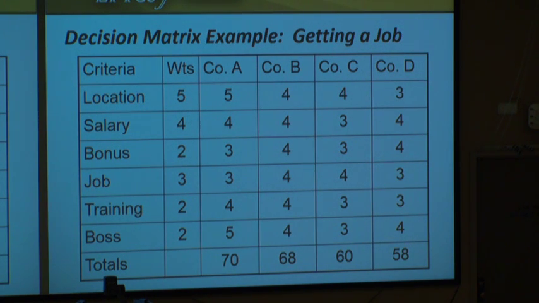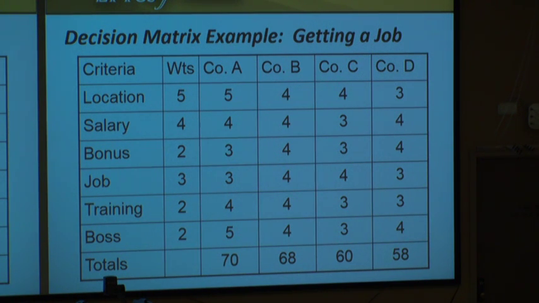So what would you do if you came up with this information based on your job? How should you use information from a decision matrix? Is it clearly company A?